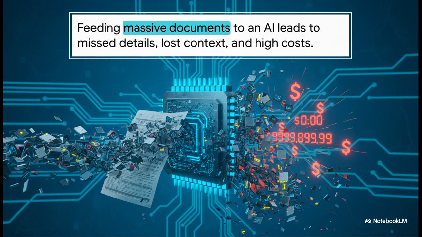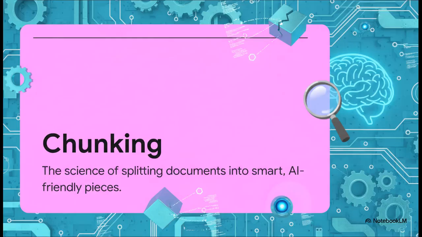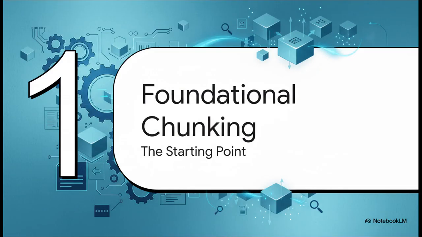It's going to miss key details, lose the big picture that connects all the ideas, and honestly, because you're processing so much data so inefficiently, the costs can absolutely skyrocket. So yeah, we need a much smarter way to do this. And that, my friends, is where chunking comes in. Now, this isn't just about randomly slicing up a document. It's a real science. The science of strategically splitting documents into smaller, intelligent, and context-aware pieces that an AI can actually digest and understand.